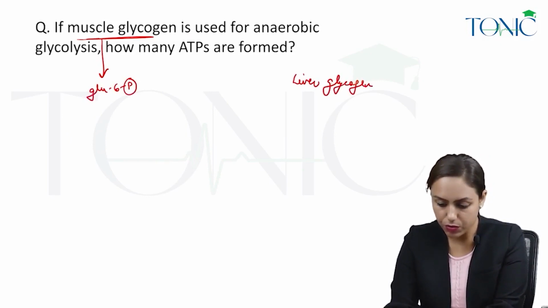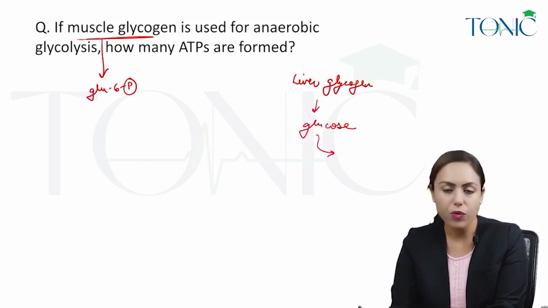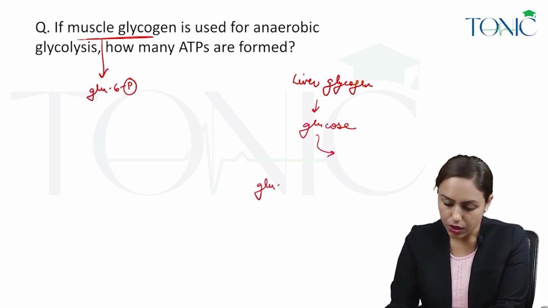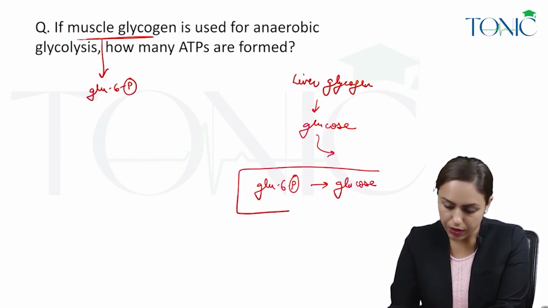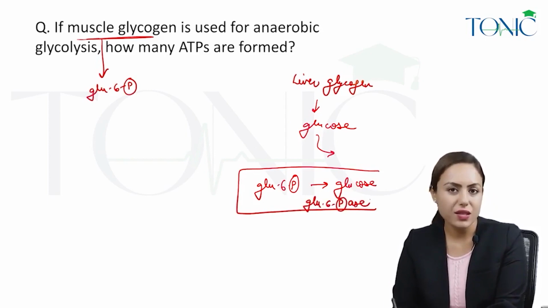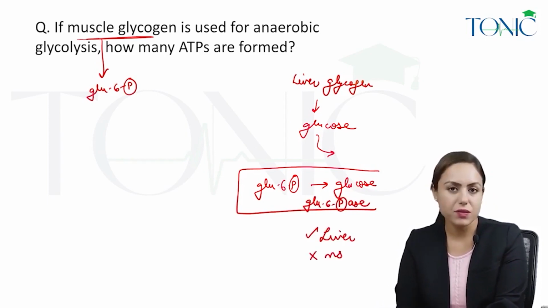When liver glycogen is broken down, we get free glucose in the end, and this free glucose can escape from the liver cell into the blood, and that's why the liver is responsible for maintaining blood glucose, right? So in the liver, glucose 6-phosphate gets converted to glucose in the end. This step is done by the enzyme glucose 6-phosphatase. So this enzyme is present in the liver but absent in muscles.